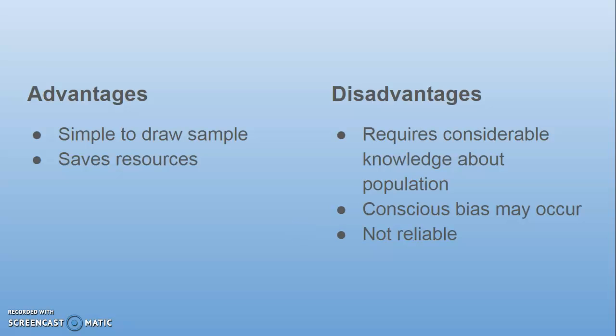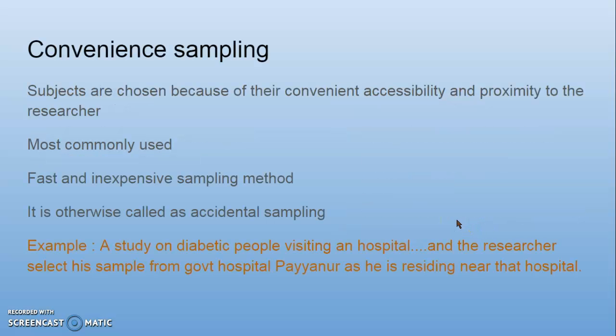What are the advantages and disadvantages of purposive sampling? Most of the advantages and disadvantages in non-probability are the same. Simple to draw sample and saves a lot of resources. What is the disadvantage here? Requires considerable knowledge about the population. You should know who may fit your research. So you should have an idea about the population group. Conscious bias may occur as you are picking purposively, and it is not reliable. Some samples may not be reliable.